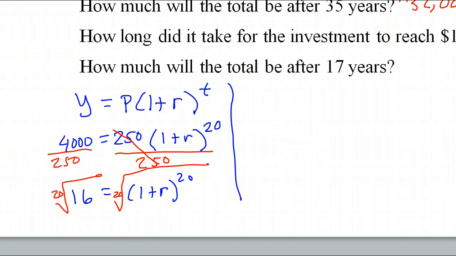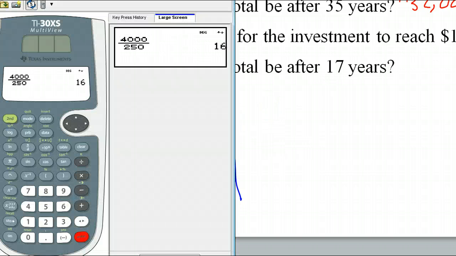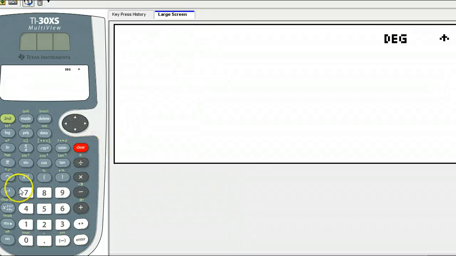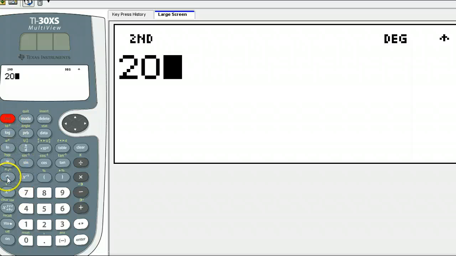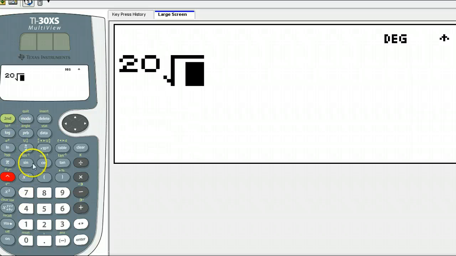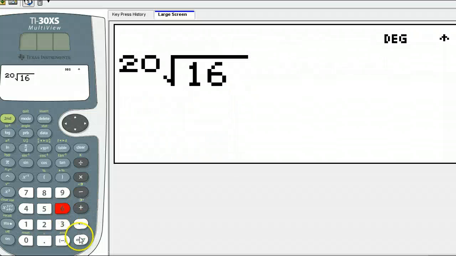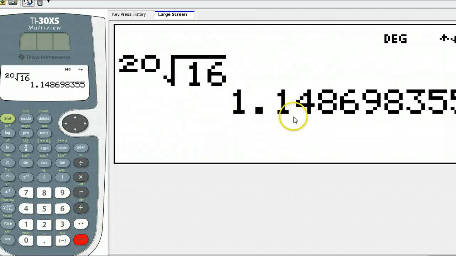So let's practice that first of all. So the 20th root of 16. So in your calculator, we're going to wind up using this function right here, the x root. If I want to do the 20th root, I start with a 20, and then I hit second and choose that. So now I've got the 20th root. And we're supposed to be doing the 20th root of 16, right? Yes. Let's see what we got. Some crazy decimal, okay?